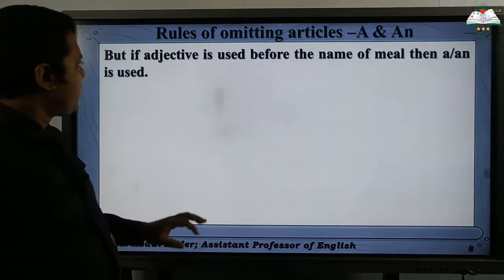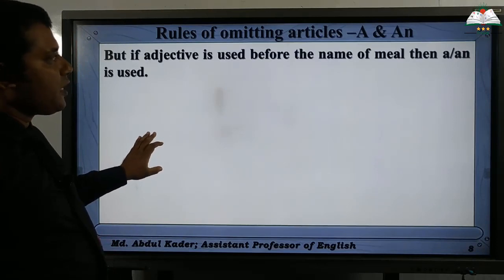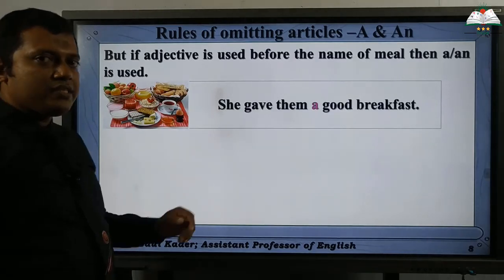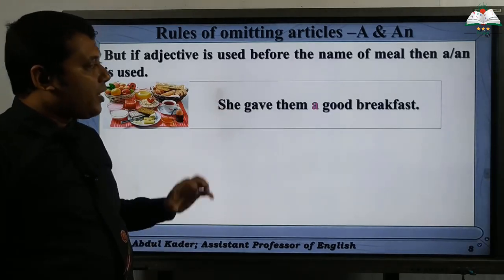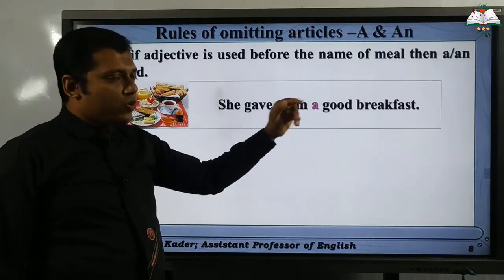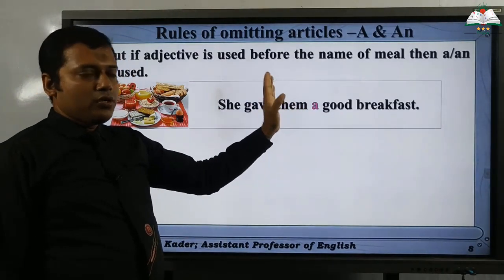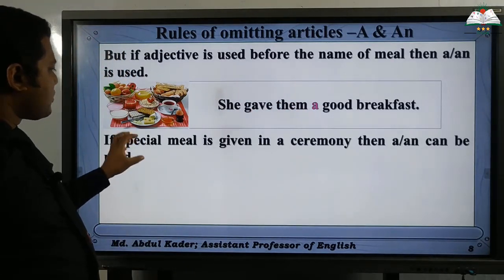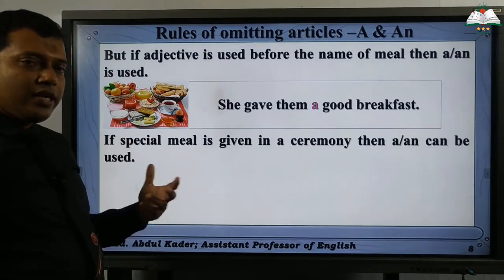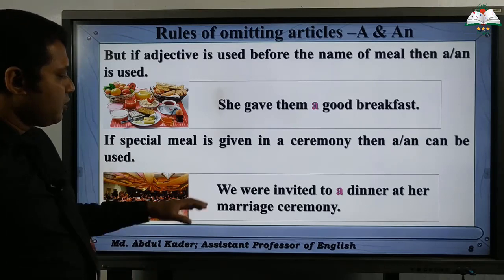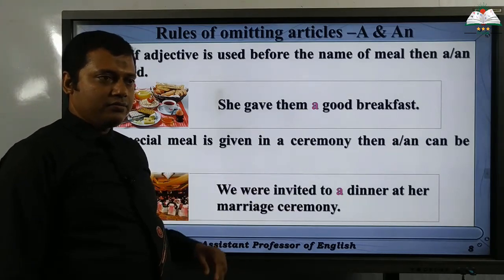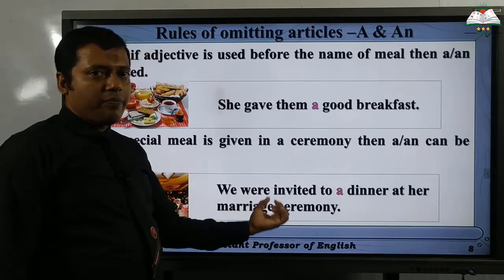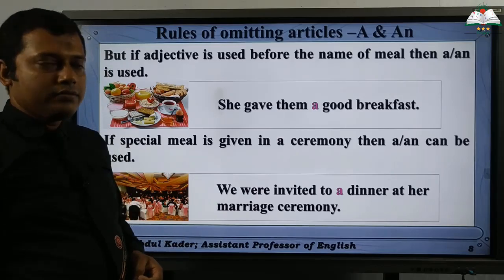But, dear student, please remember, if an adjective is used before the name of a meal, then you can use A or N. Look at this example. She gave them a good breakfast. So good is the adjective here. That's why you are allowed to use A or N. Here it is A. If a special meal is given in a ceremony, then A or N can also be used. See here, we are invited to a dinner. Which dinner? At her marriage ceremony. So this dinner is indicating the dinner of the marriage ceremony. That's why you can use A here.